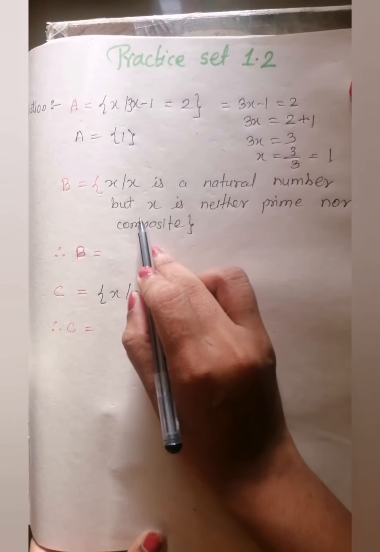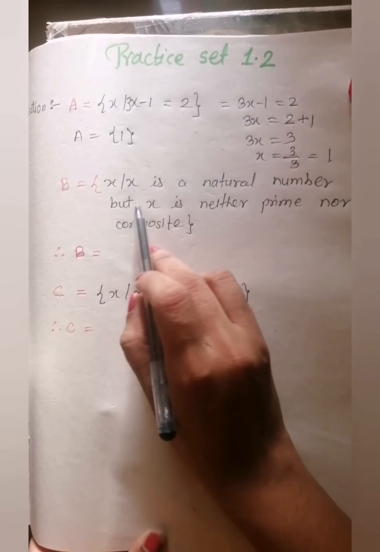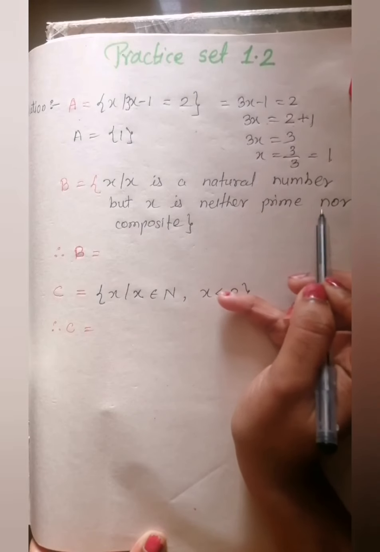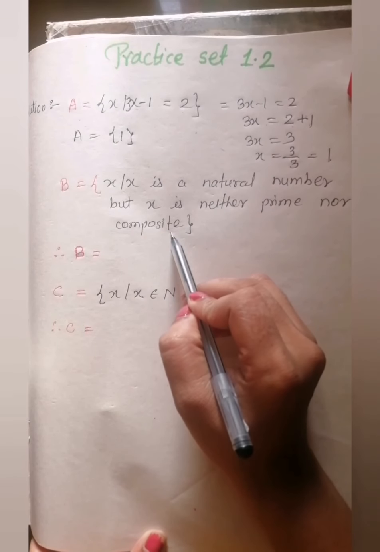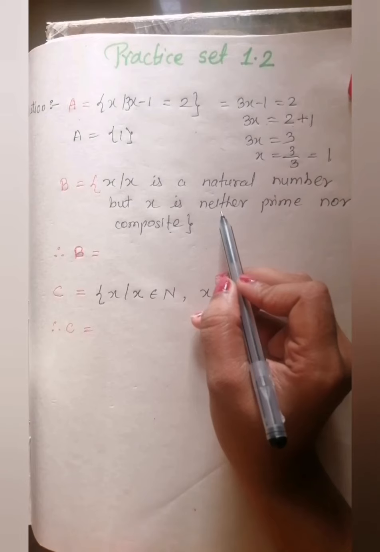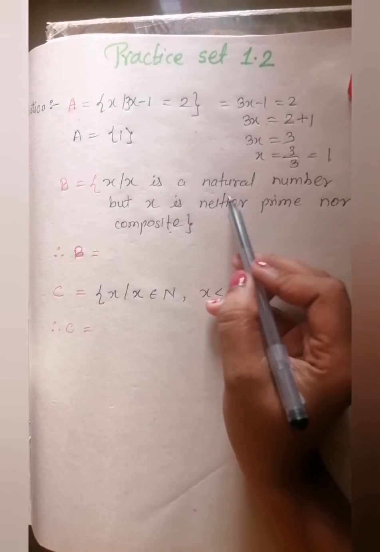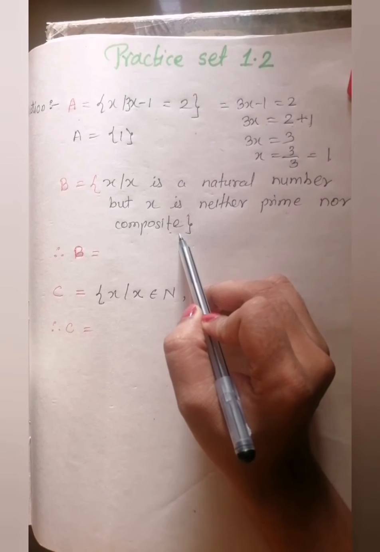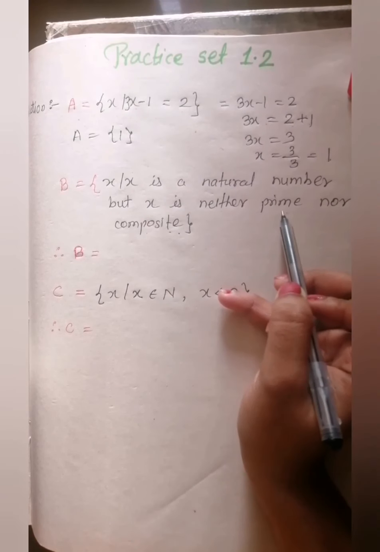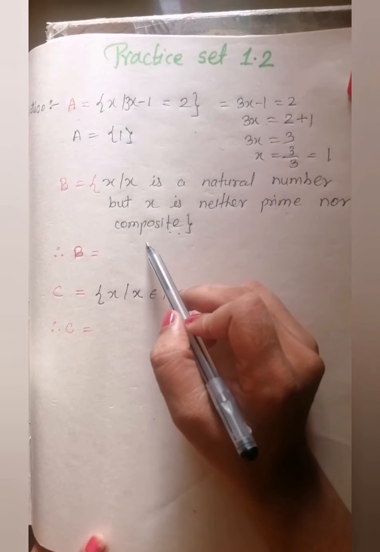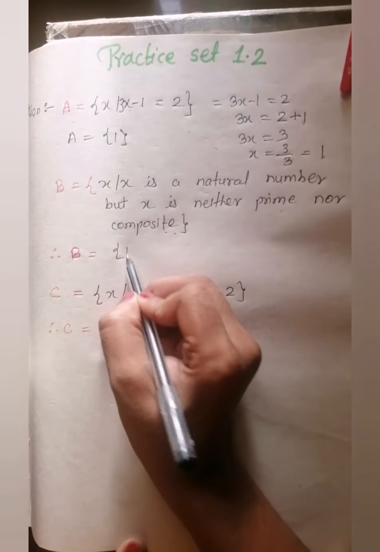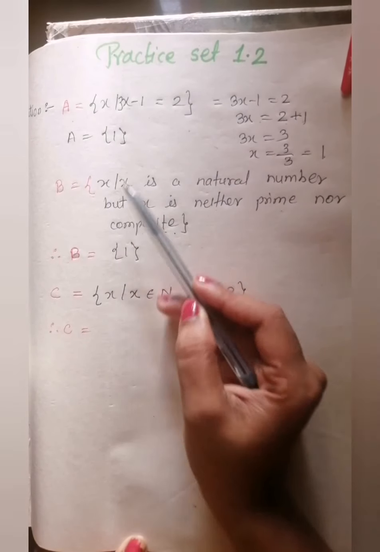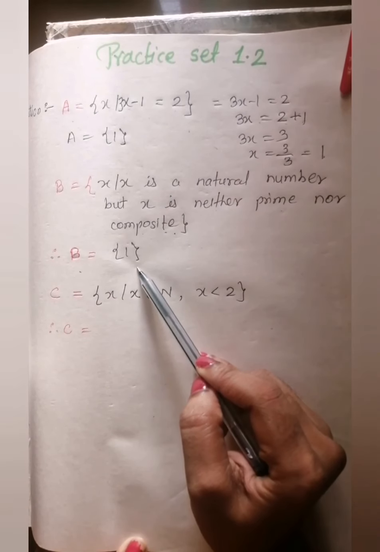Now come to the next question. B equals x such that x is a natural number but x is neither prime nor composite. In our previous year, we learned that the number which is neither prime nor composite is only 1. So write down here singleton 1. Now just observe, set A is singleton 1, set B is also singleton 1.